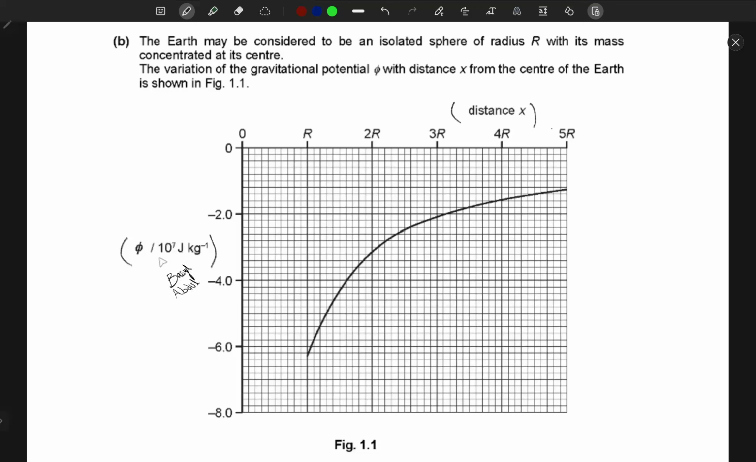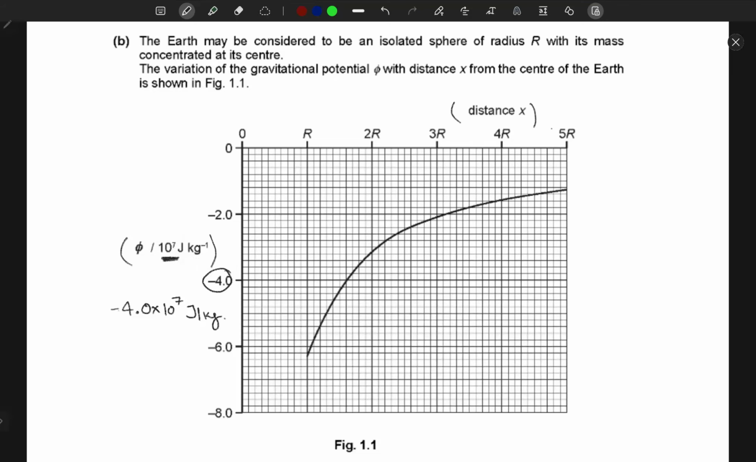I'm talking about these things where you see that this is given in 10 raised to power 7. So any value over here really means, for example, 4.0 times 10 raised to power 7 joules per kilogram, right? So that's something important. Remember always to check this on the graphs.